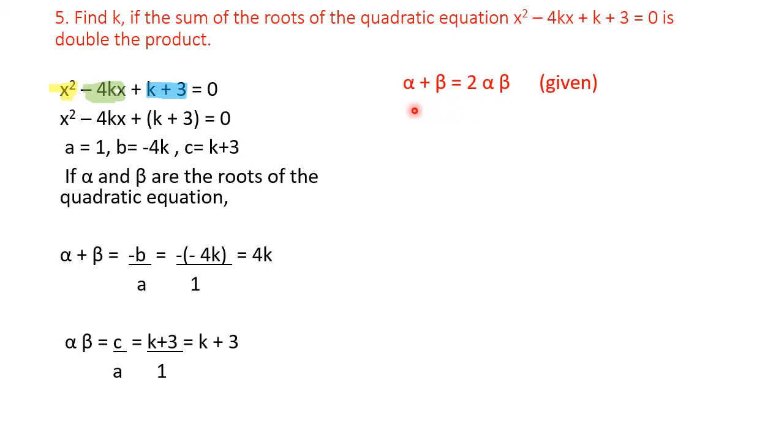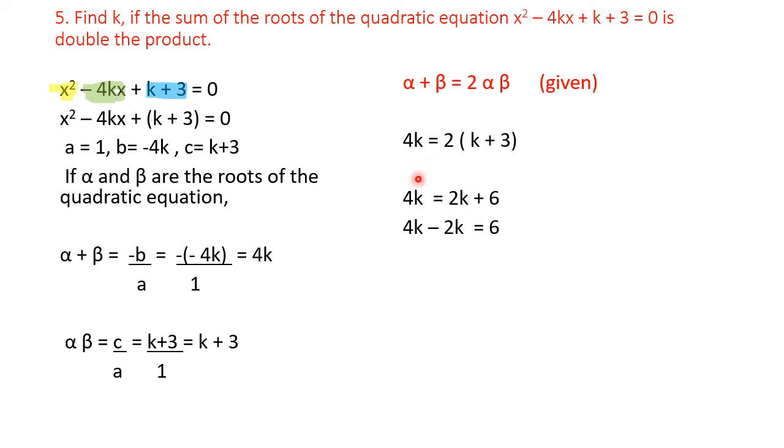Now we just substitute the values. Alpha plus beta is 4k. So we'll write down 4k here is equal to, this 2 comes here, and alpha into beta we have found out as k plus 3. Then we open the brackets. 4k remains as it is. 2 into k will be 2k and 2 into 3 will be 6. 2 3s are 6. Now we shift this k here to the left hand side.